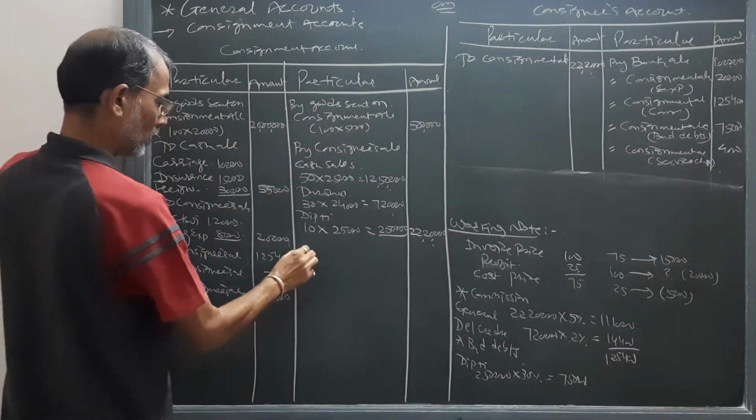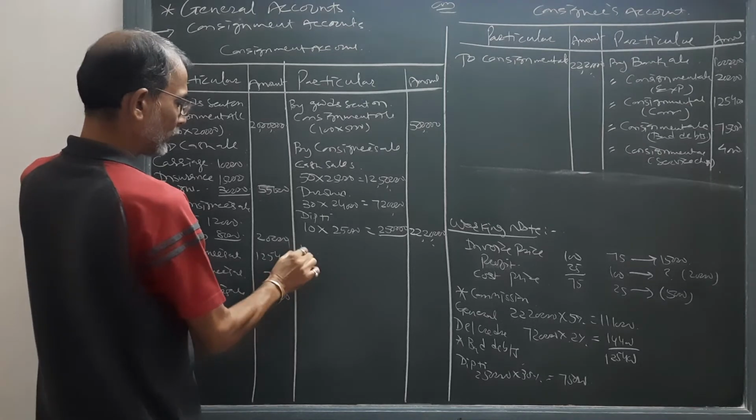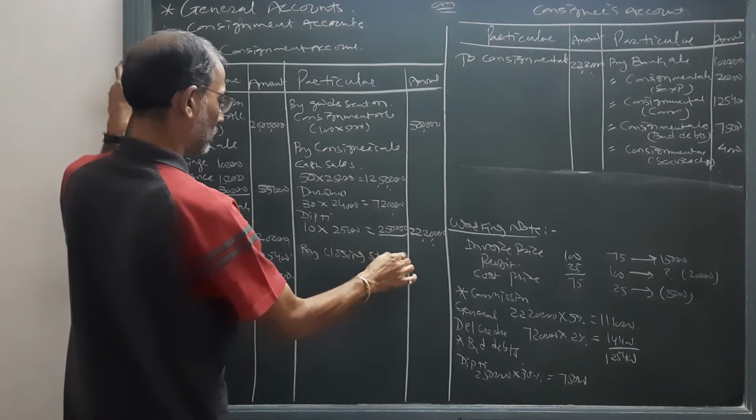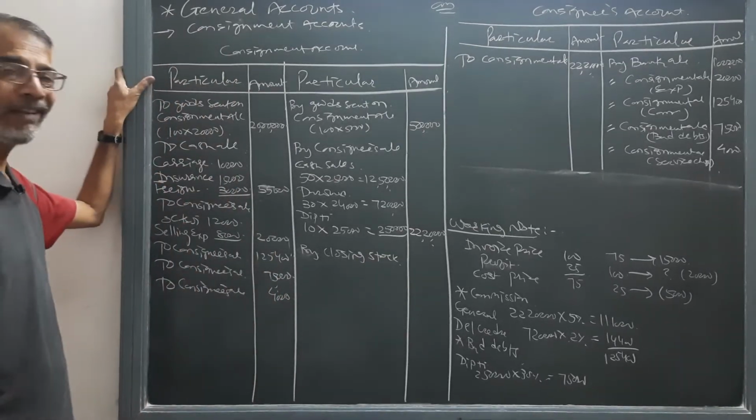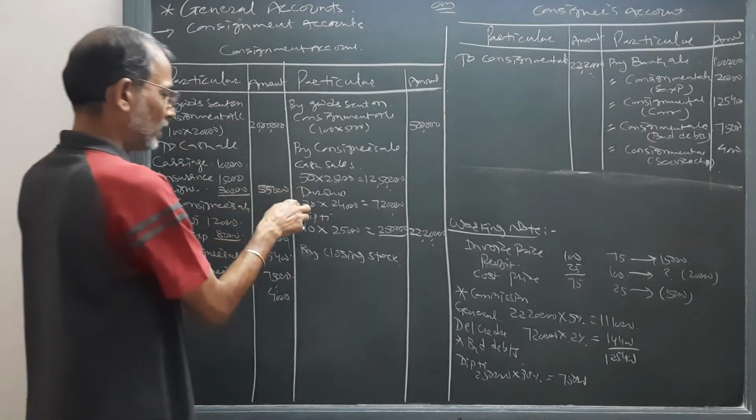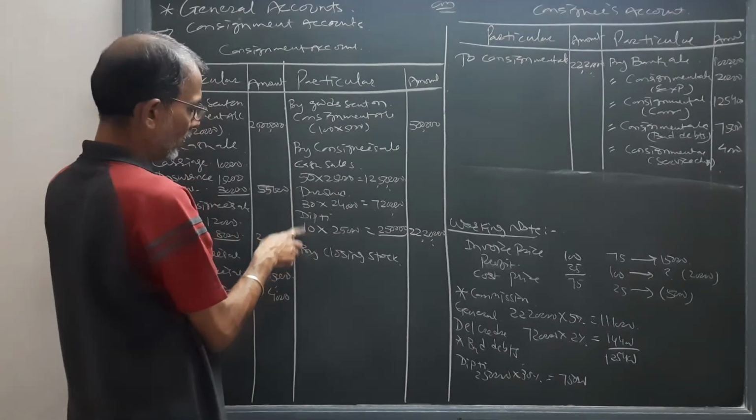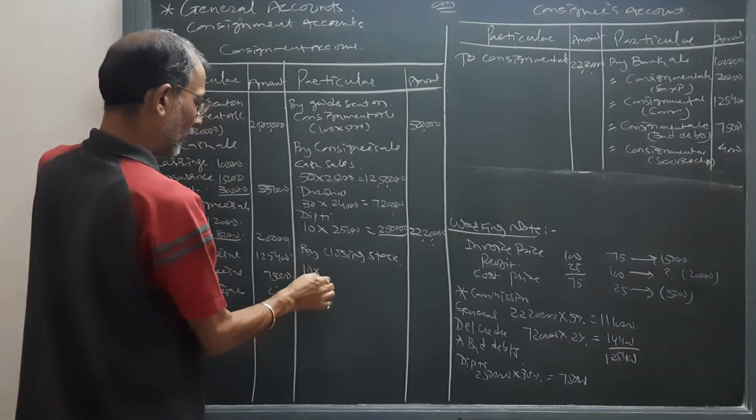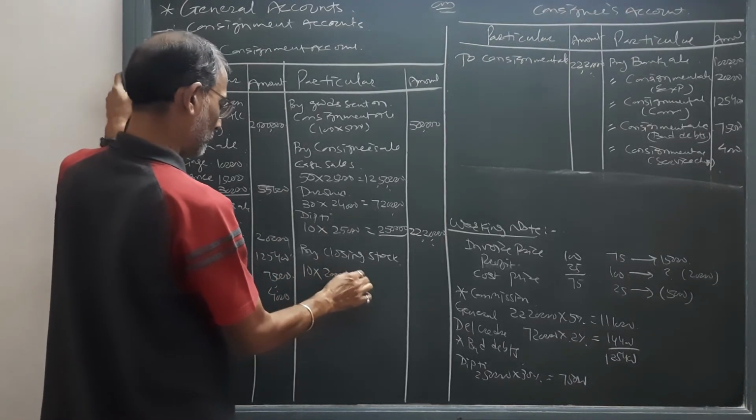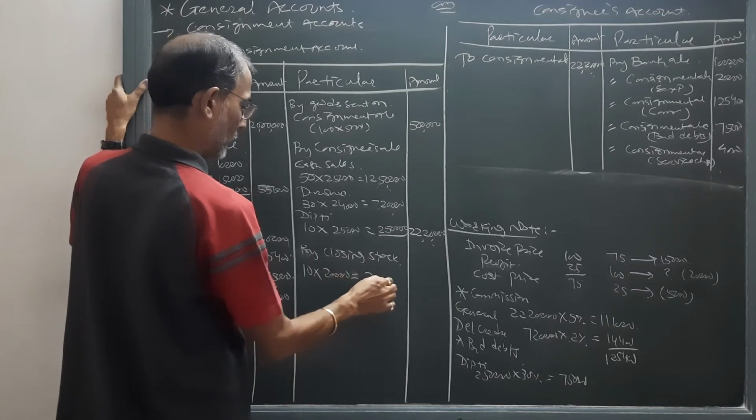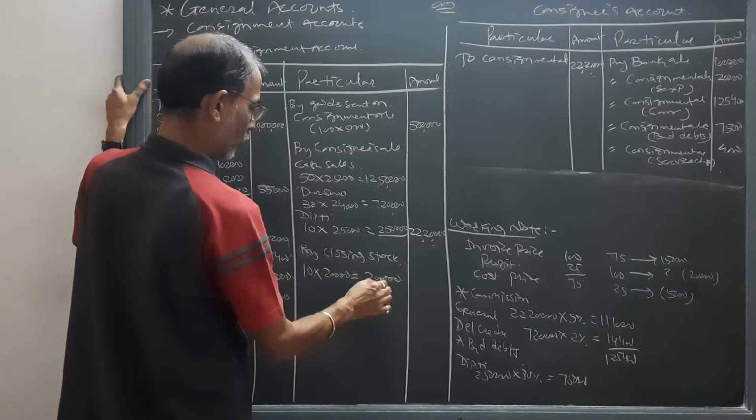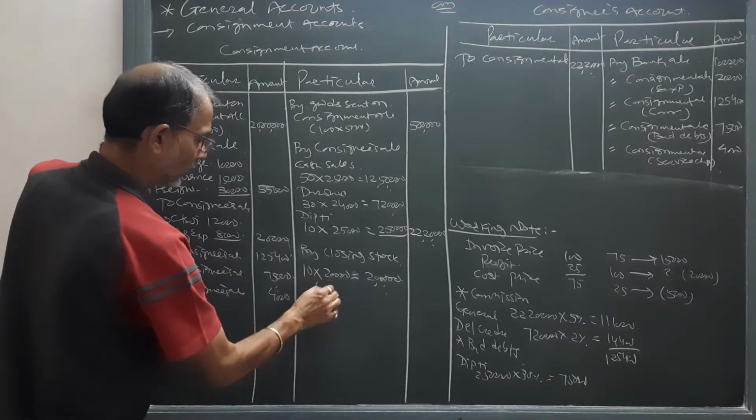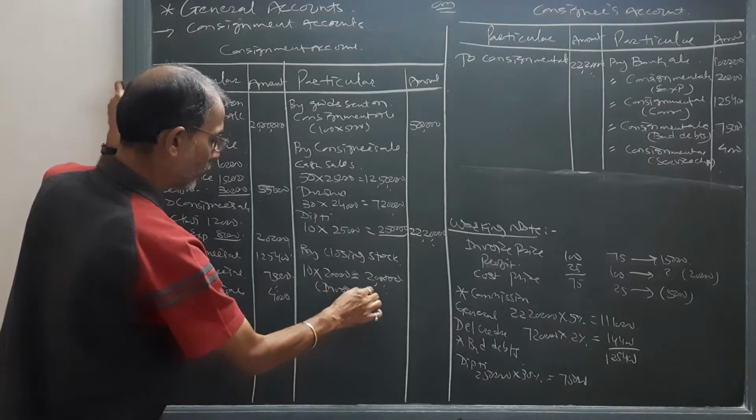Now by closing stock, 100 TVs were sent, out of which 50 and 30 and 10 have been sold. So 80, 90, 10 TV remain, at invoice price $2 lakh. This is the invoice price.